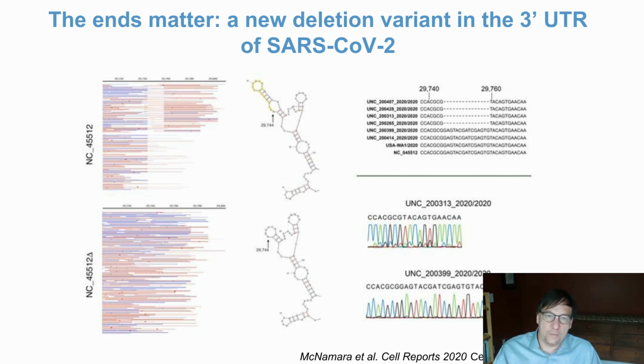This shows our results where we find that the ends really do matter. We obtained one mutant, which is on the top left, that had a deletion in the 3' end of SARS-CoV-2. You can see the reads piling up. We then, to verify that deletion, took it out of the consensus sequence to generate the 45512 delta target. And now if we align, we have gap spanning reads. And we verified that with Sanger sequencing.